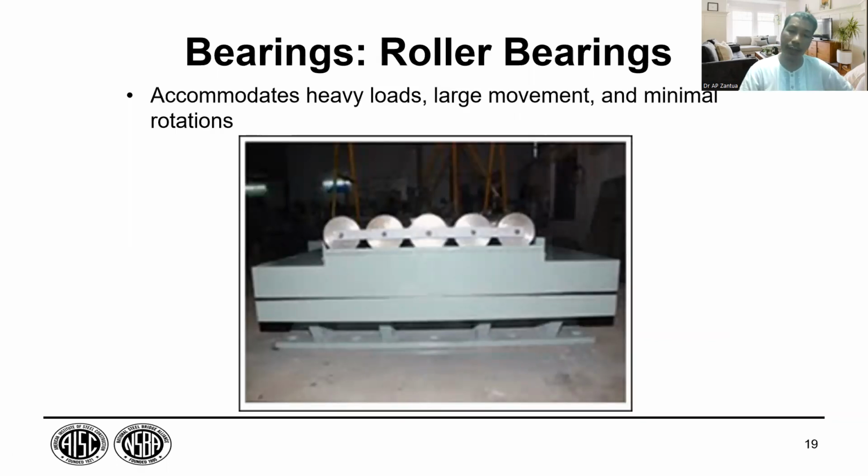So roller bearings. So they are what? Cylindrical. It accommodates heavy loads, large movements, and minimal rotation. So minimal rotation. So we have roller type of bearings. Okay, roller. There are guides on the edges. Okay, so guides.